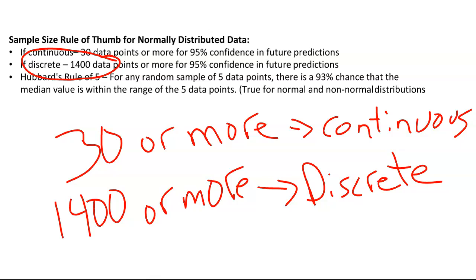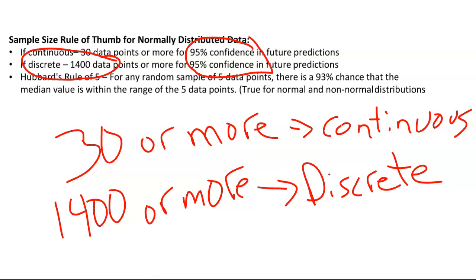If we get less of each of these rules of thumb, say we can only capture 25 or 26 continuous records, or we can only get 1,200 or 1,300 discrete data points, it doesn't mean that we'll want to throw that data set out. It just means that we can't be quite as confident in our ability to state that we know what's going on in current state or that the same phenomena will continue in future state. Our confidence level goes down.